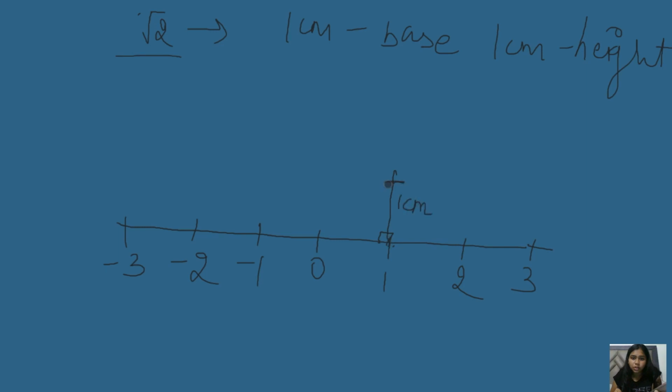You have to join these both lines. Then you have to put a compass here and open it to the length of this OA, and you just have to draw the arc which is intersecting this number line at this point, and this point will be your root 2. This is how to represent the irrational numbers on a number line.